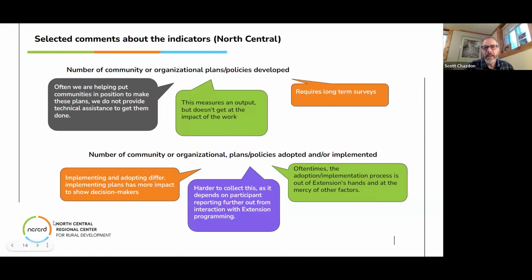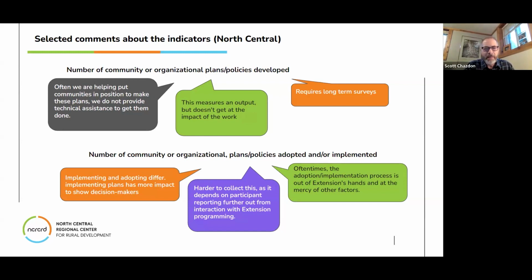So some of the other comments we saw, on the number of organizational or community plans or policies developed. People thought this was a good measure for the most part, but there was some concern that just developing the plan might not be enough. What we really want to see is implementation. And I know in the North Central region, there's a separate indicator focusing on the implementation. A comment here said that this doesn't really measure the impact of the work. It's more an output, which is true. It's hard to have measures that really get at some of the impacts, and sometimes the outputs do tell you something really important about the work and what it's achieving.